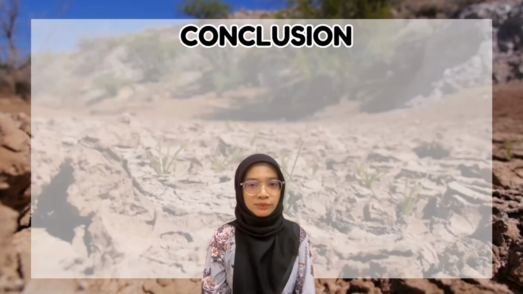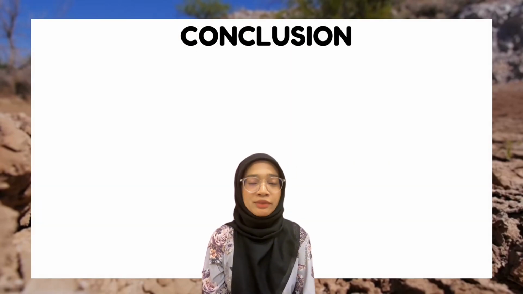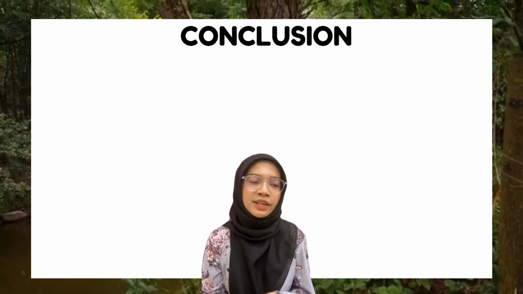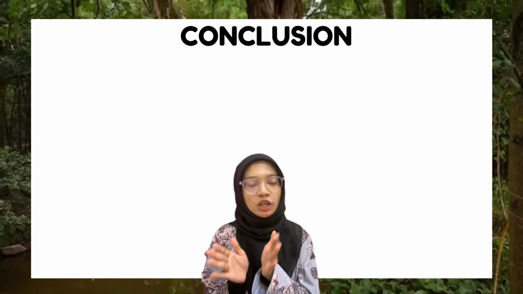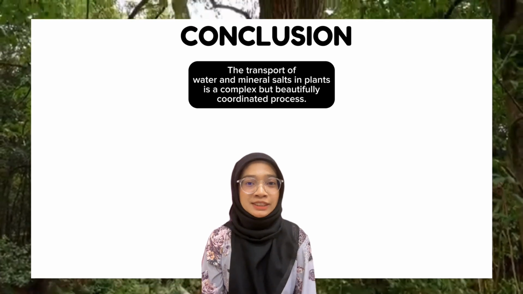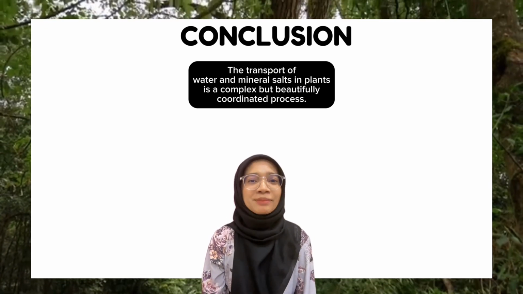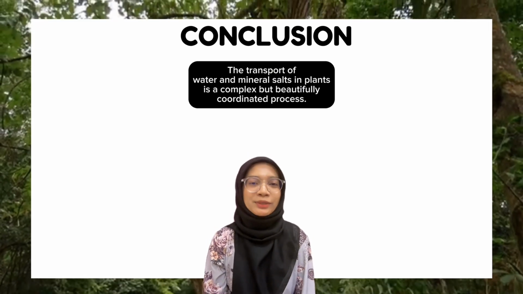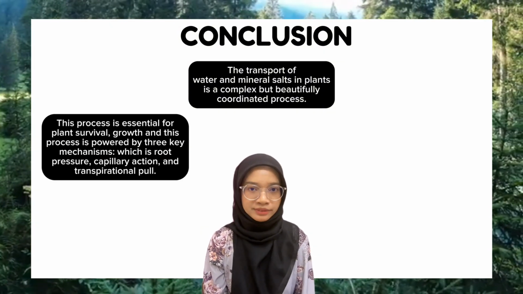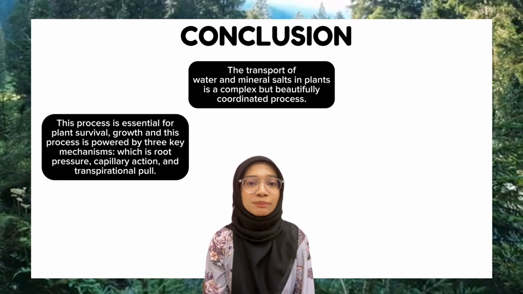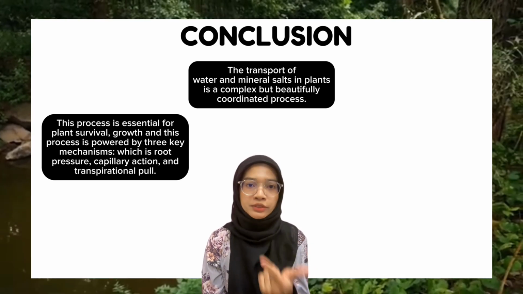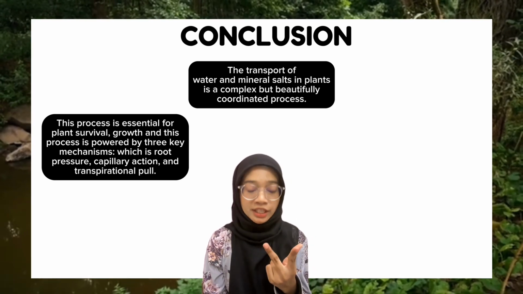Let's summarize what we have learned today. Today we have learned about how water and mineral salts make their way from soil to the shoots of a plant. In conclusion, the transport of water and mineral salts in plants is a complex but beautifully coordinated process. This process is essential for plant survival and growth, and it is powered by three key mechanisms: root pressure, capillary action, and transpirational pull.